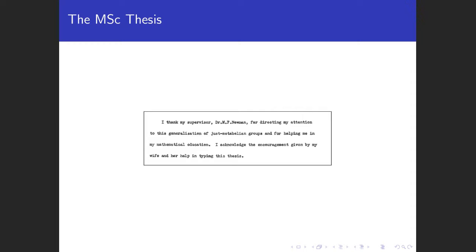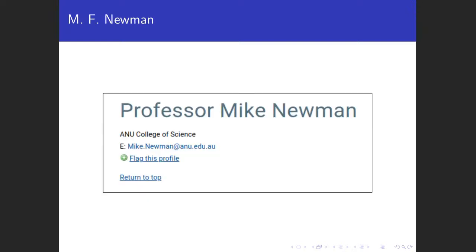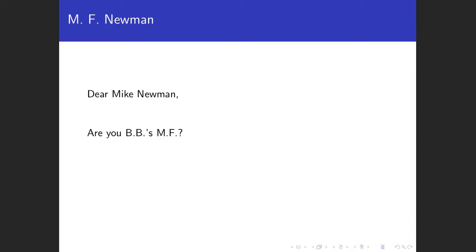But then I thought, well, hang on. If this M.F. Newman, this mysterious new double-initial Newman, was his master's supervisor, then perhaps he was also his PhD supervisor, I thought. And so I Googled around for an M.F. Newman in Australia, and I find Professor Mike Newman at the Australian National University. I thought, well, how many of those can there be? And so I write to him. I say, "Dear Mike Newman, are you B.B.'s M.F.? Regards as always, C.F."